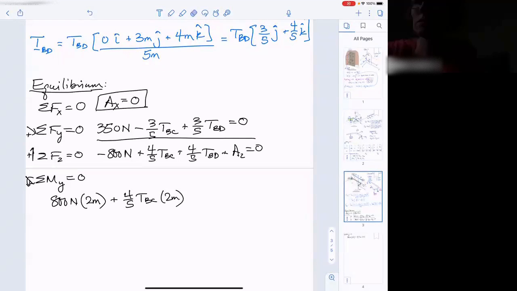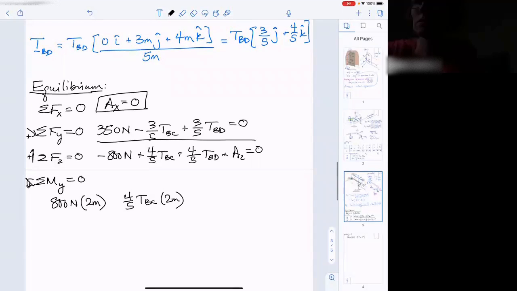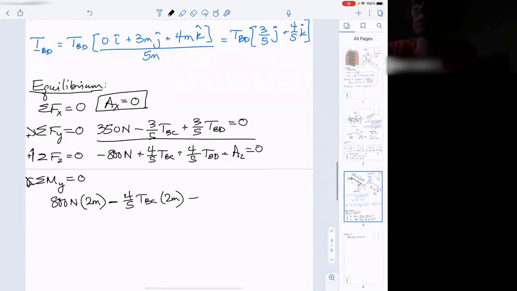So 4/5 TBC times 2 meters. Oh, I made a mistake. I wrote plus. This should be minus. These moments are in the opposite direction of that 800 Newton times 2 meter moment. And then I'll also have a minus 4/5 TBD, which is also 2 meters away, equal to 0. And there is your moment equation, just looking at the problem, looking at the components of the forces and visualizing what direction moment they will cause and which components will cause a moment.